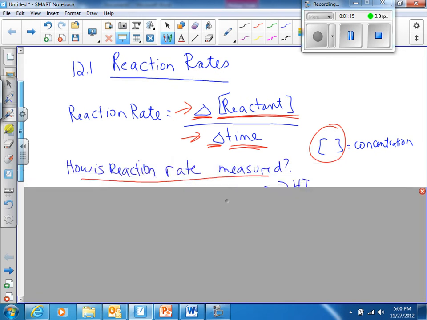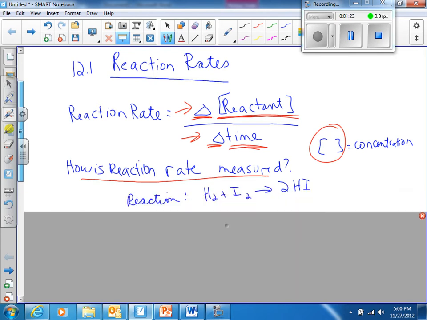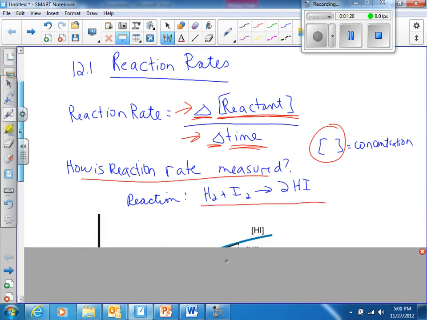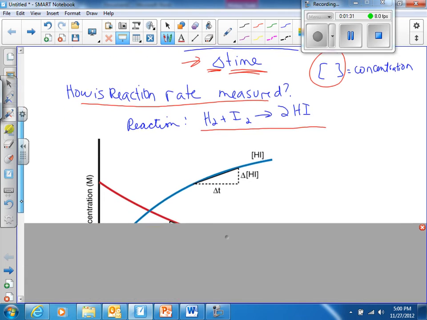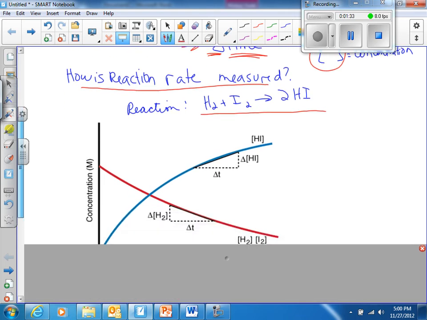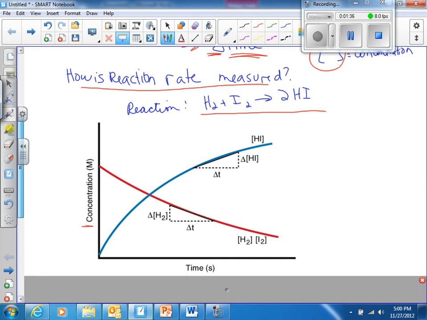All right. How do we measure reaction rates? How are these things measured? Well, we run an experiment. So I'm going to show you an experiment in a moment for the reaction of H2 plus I2 makes 2HI. So somebody runs an experiment and we look at concentration versus time data. So the blue line here is our hydroiodic acid, and the red line represents the concentration of both H2 and I2.